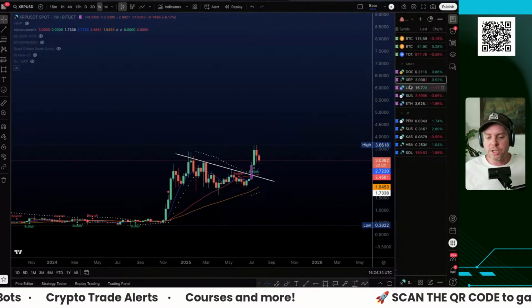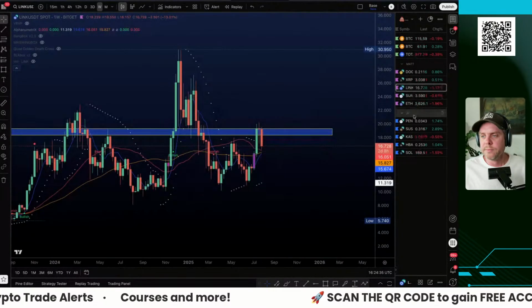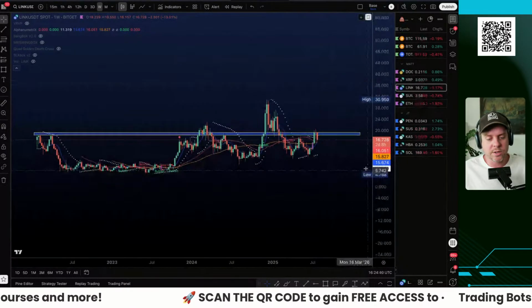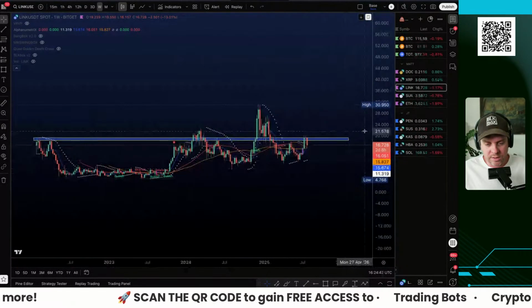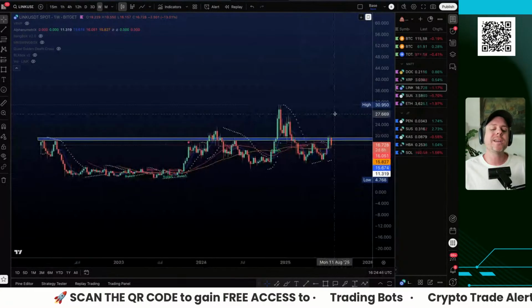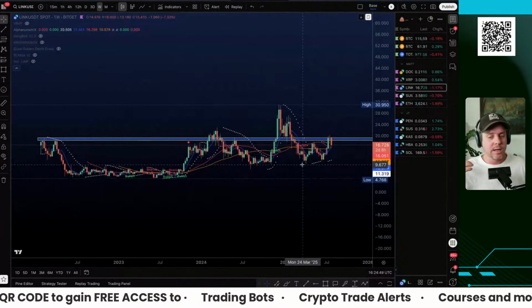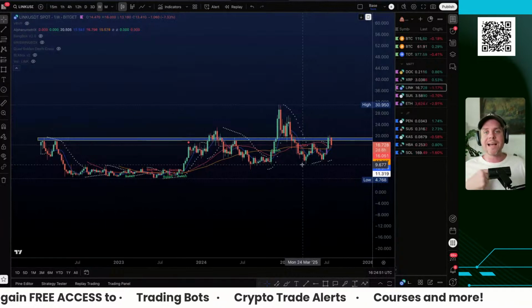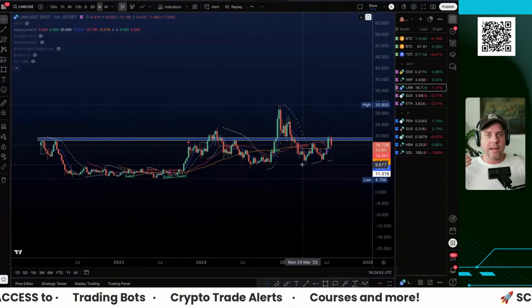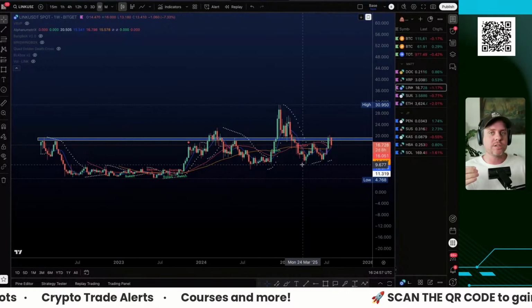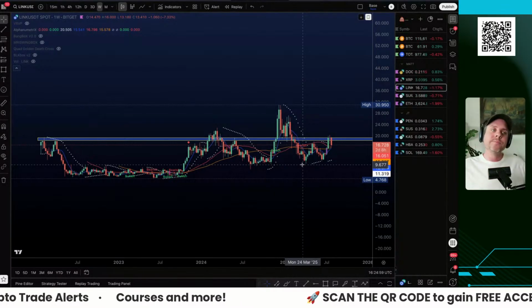All right, let's take a look at Chainlink. Chainlink is getting a rejection. Structure is nowhere near as good as some of the other ones that we were looking at. This one's certainly a laggard. What this tells me is the market just doesn't have an appetite for Chainlink. It's not the asset that it was last cycle. Man, Chainlink had a lot of FOMO. Chainlink had a lot of really good bullish follow through last cycle.